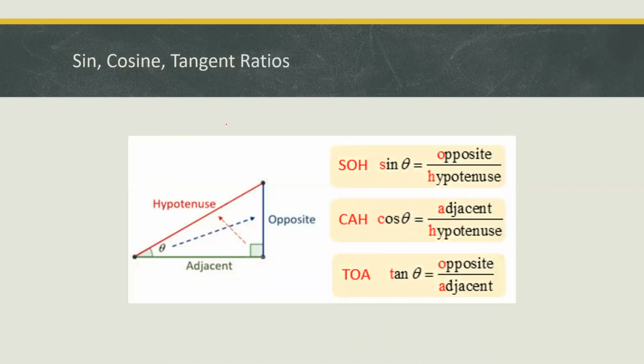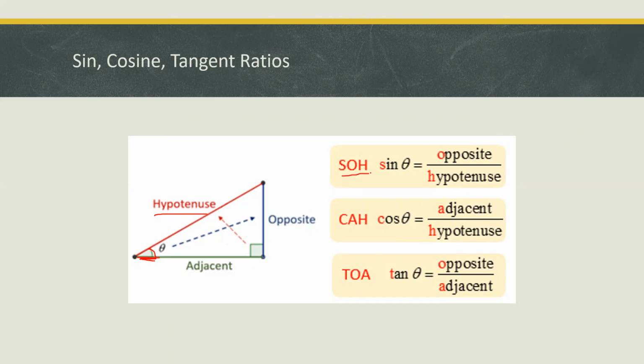Then we have sine, cosine, and tangent ratios. So first we need to know how we're going to label the lengths of a right-angled triangle. So my unknown angle will be theta, and the length opposite the 90-degree angle, as we discussed, will be the hypotenuse, and the length adjacent, or the length touching the angle, is going to be the adjacent, and the length opposite to the angle is going to be the opposite length.